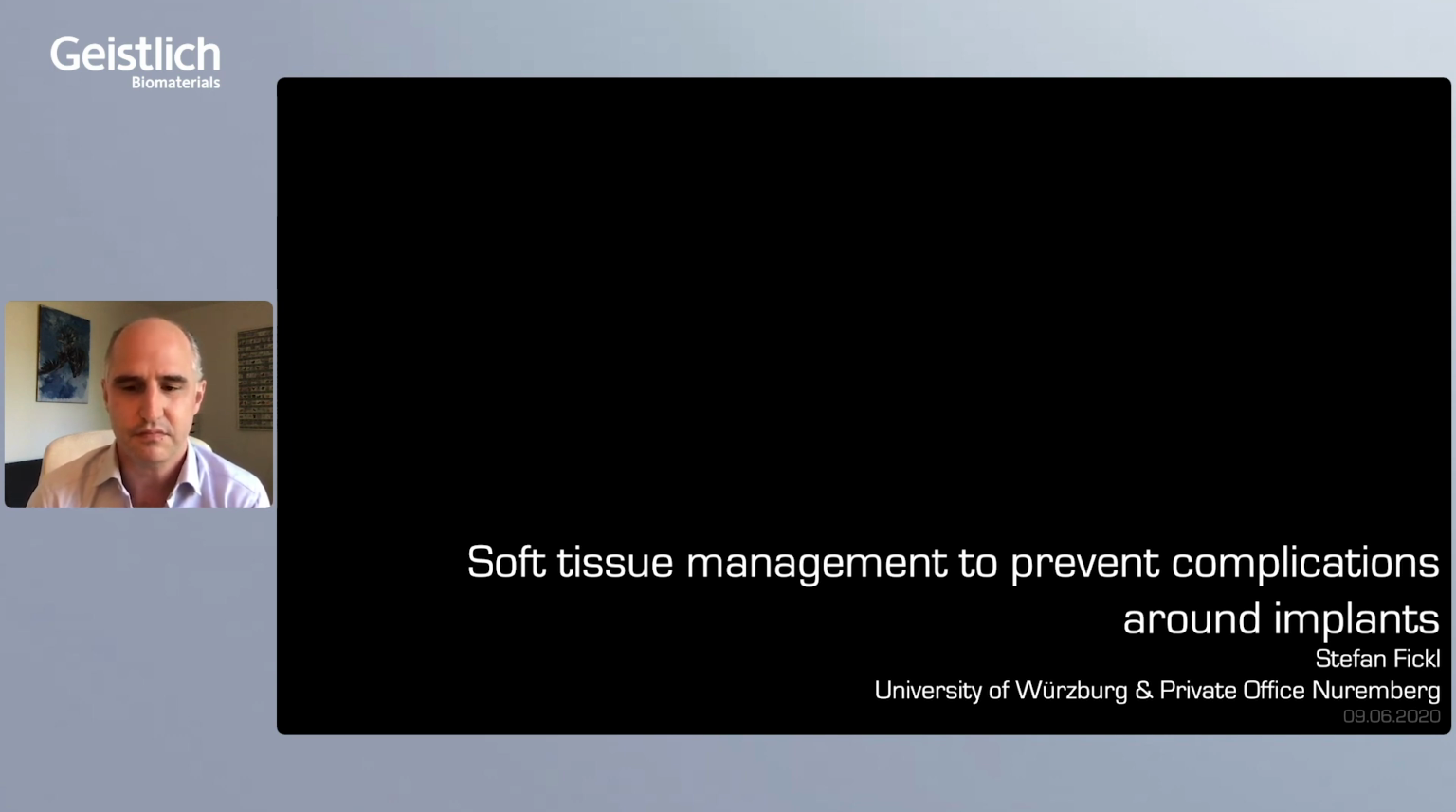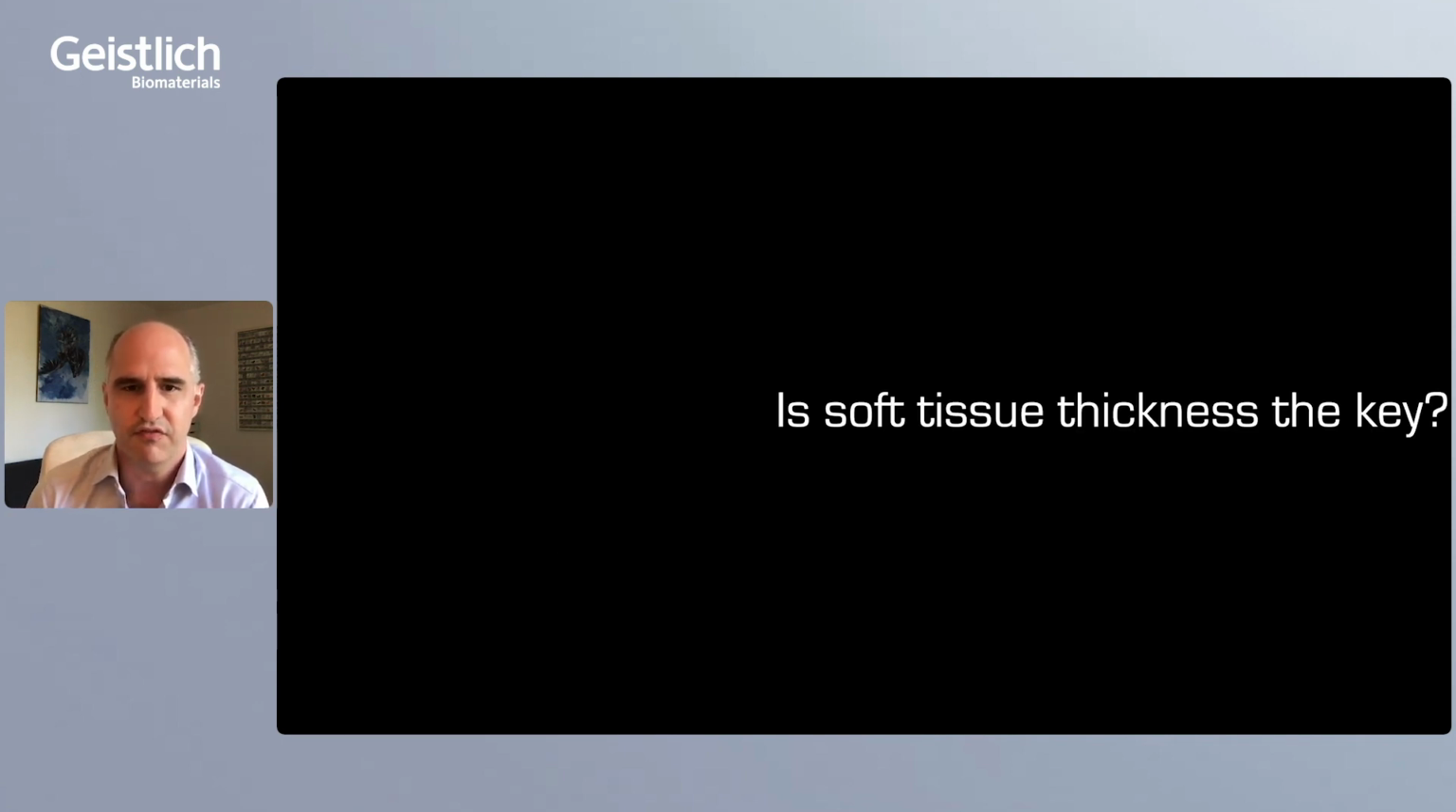Well, my topic is soft tissue management around dental implants, and in particular how soft tissue management and also maybe the use of soft tissue matrices can help us to avoid complications around dental implants like peri-implantitis or soft tissue recessions. Of course, the first question would be, is the thickness the key, or what aspect of soft tissue is the key for long-term stability and to avoid complications around dental implants?